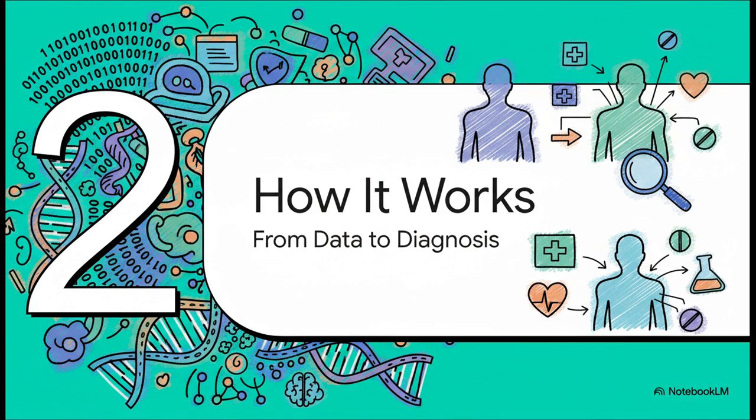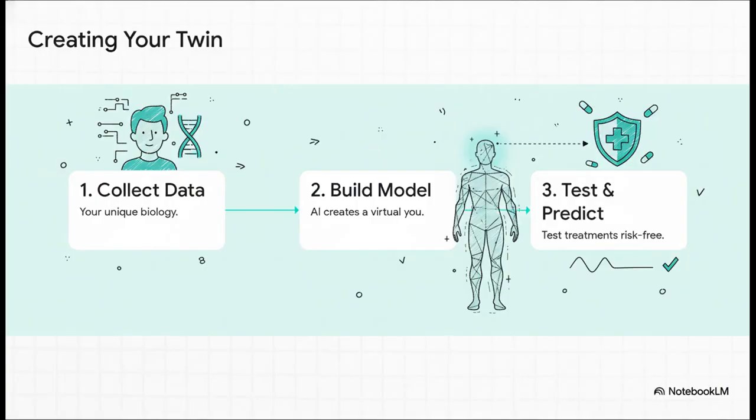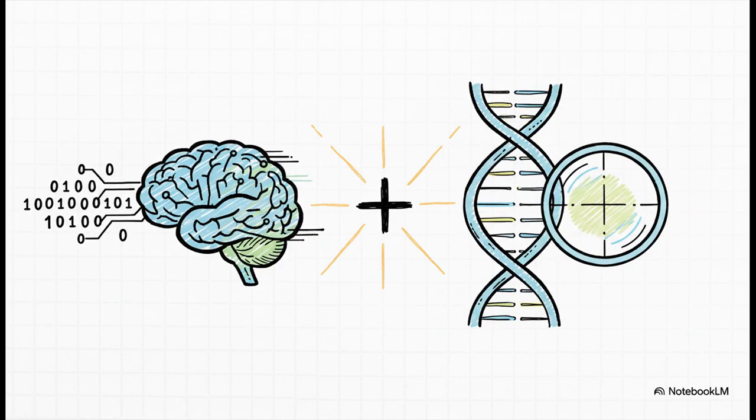So let's walk through how we get from raw biological data to a full-blown predictive diagnosis. It really all boils down to these three steps. First, they collect a massive amount of data about your unique biology. Then, some really powerful AI algorithms get to work, using that data to build a complete virtual model of you. And finally, and this is the magic part, doctors can run simulations. They can test different drugs and treatments on your virtual twin to see what's going to work best for the real you.